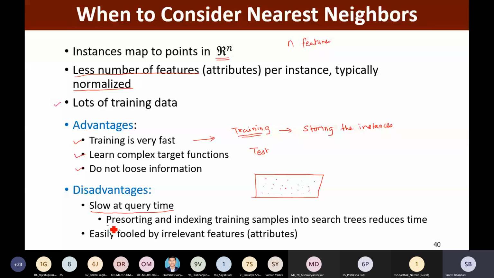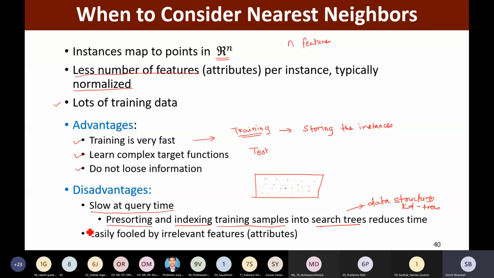To overcome this disadvantage, there are some strategies that can be used, like pre-sorting and indexing the training samples. We may make use of certain data structures like KD trees, one kind of tree, or some search trees. Those may reduce the searching time, but still the disadvantage remains: nearest neighbor algorithms work very slowly at query time.